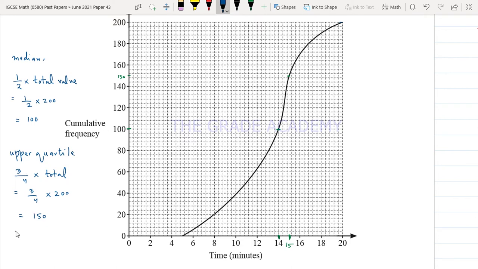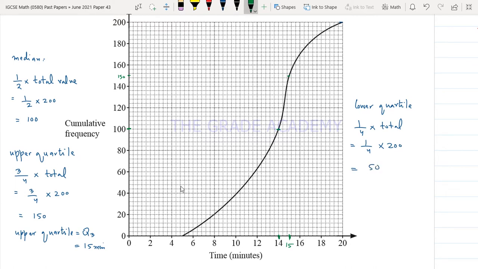So here the upper quartile, which is also written as Q3, is equal to 15 minutes. And now the lower quartile is taken as 1 by 4 of the total value. So 1 by 4 of 200 is 50. So the lower quartile will be the value corresponding to 50 from the graph on the x-axis. So this value is 11. So the lower quartile is 11.